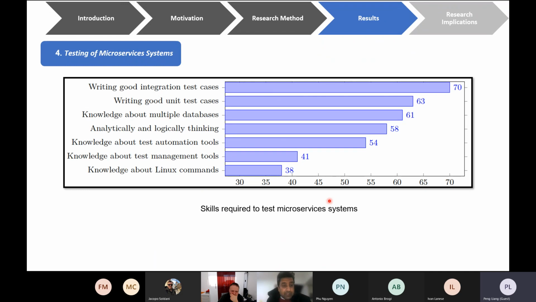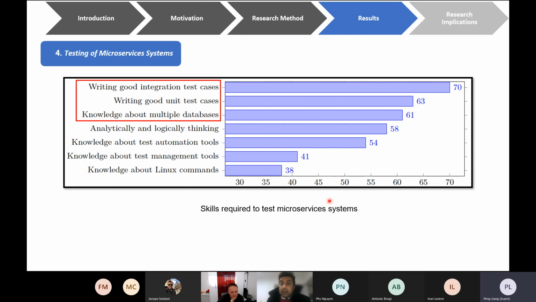One question was regarding the skills required to test microservices systems. We identified several skills, and again, we confirmed them with the practitioners. They said that writing good integration test cases, writing good unit test cases, and knowledge about multiple databases, etc., are some of the key skills for microservices testing.